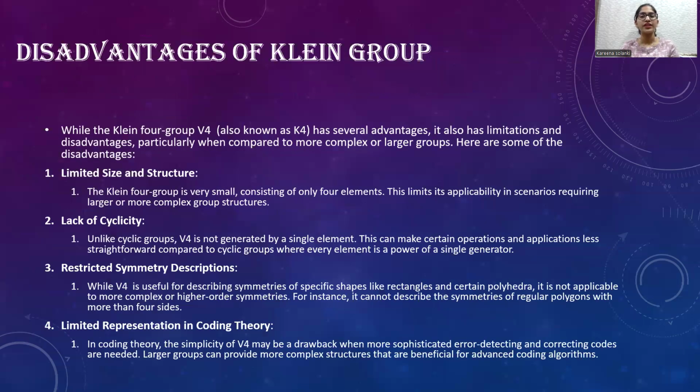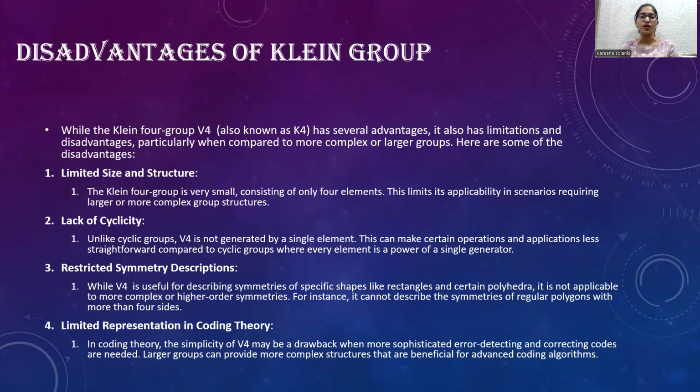Let's have a look at the disadvantages of the Klein group. Limited size and structure. The Klein 4 group is very small, consisting of only 4 elements. This limits its applicability in scenarios requiring large or more complex group structures. Lack of cyclicity. Unlike cyclic groups, V4 is not generated by a single element. This can make certain operations and applications less straightforward compared to cyclic groups, where every element is a power of a single generator. Restricted symmetry descriptions.